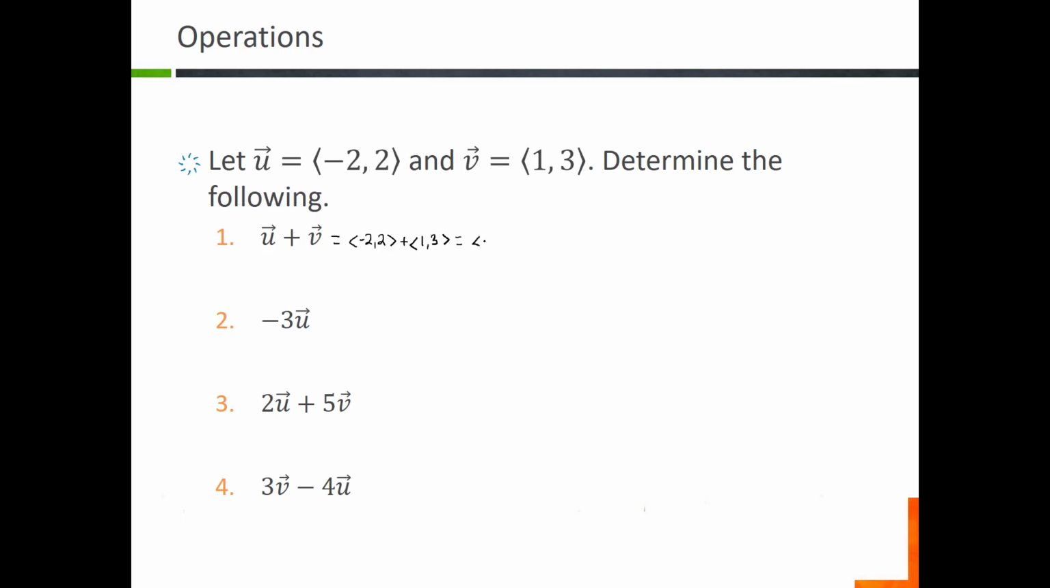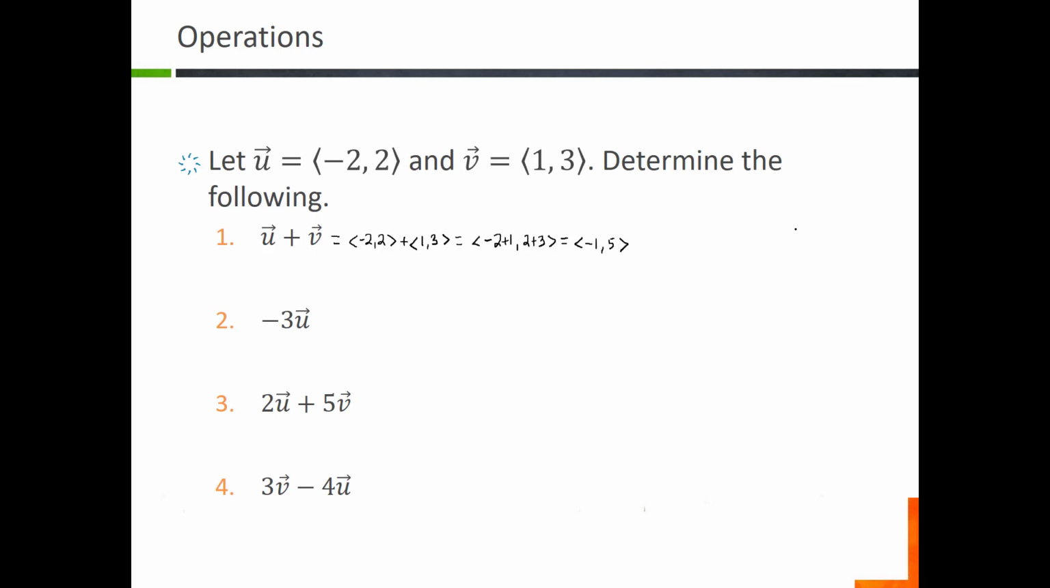And remember, when we add vectors, we just add their components. So I'm going to have the x components first. So negative 2 plus 1. And then the y components are going to be 2 plus 3. And so the result is negative 1 and 5.